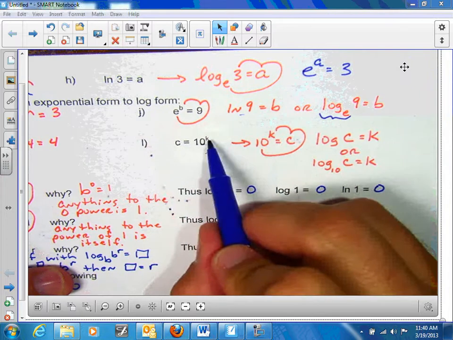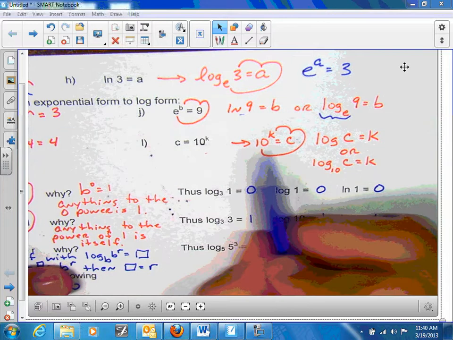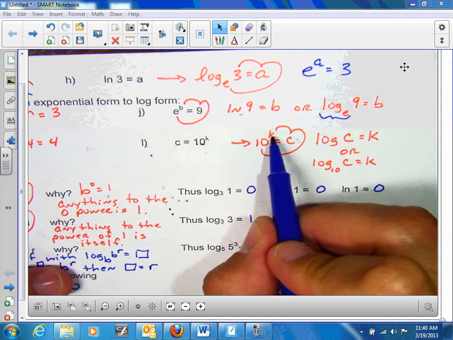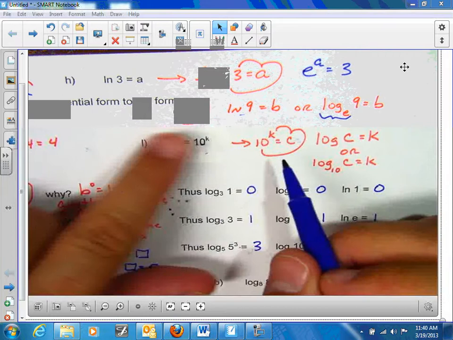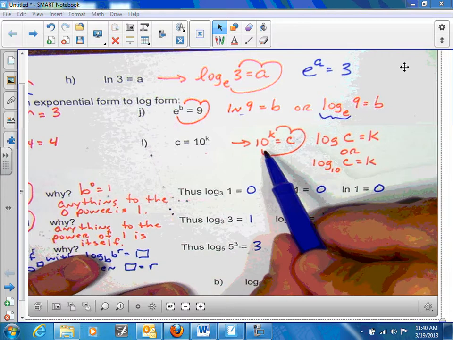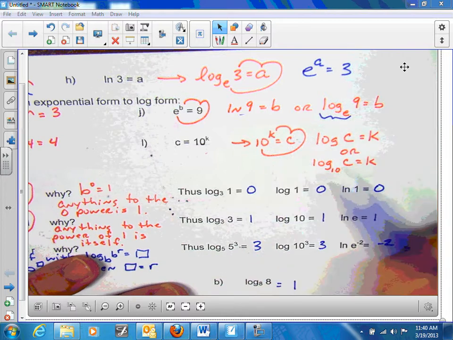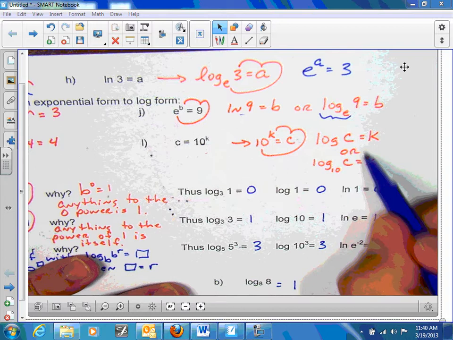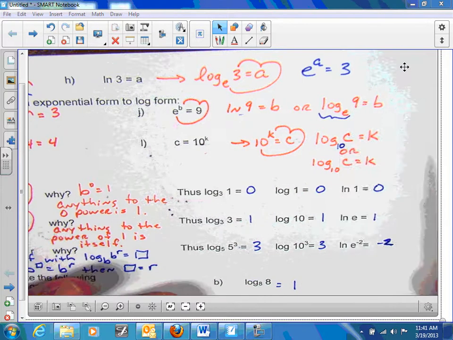When I first did it, you can probably see how I marked some things out and had to write over it. I rewrote this as 10 to the power of k equals c because I'm used to writing it like this, so it looks familiar to me. And then log base 10 of c is equal to k. I can write it either way. I don't have to put the 10 there, but normally I do, for my peace of mind.